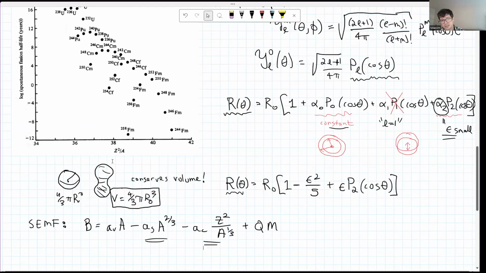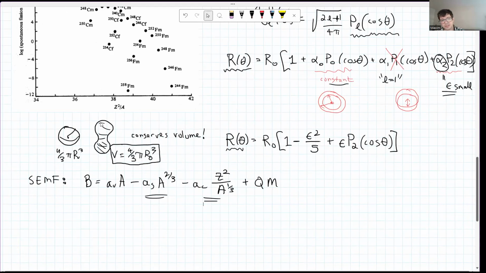So more surface area means less stable. So you would think that this would never work because it's got a larger surface area. But this also has a smaller Coulomb energy, meaning the magnitude of this term gets smaller, so it gets less negative. And it's then a competition between the surface area and the Coulomb energy. If the Coulomb part sort of wins out, then it's actually possible that this kind of deformation will be energetically favorable.